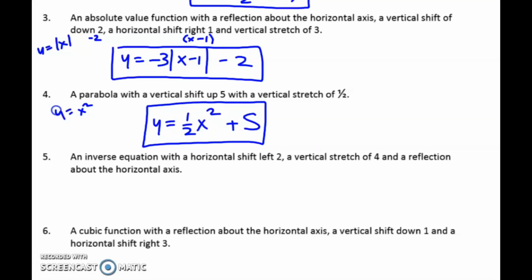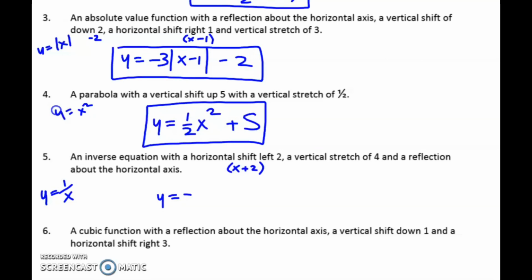Inverse equation. We haven't seen this since that first video. This is an inverse equation, 1 over x. Horizontal shift left 2. So horizontal means it's inside the function. So wherever the x is, that's where you have to put it. It's going to be an x plus 2. A vertical stretch of 4 and a reflection about the horizontal axis. So I've got y equals reflection about the horizontal. So I'll put the negative in first.